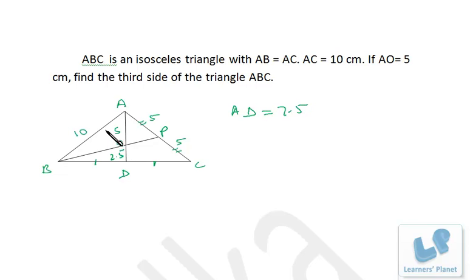Now see, in case of an isosceles triangle, the median and altitude are the same. That means AD is a median and AD will also be the altitude. So it's a 90 degree angle. Now using the Pythagoras theorem, we can find out DC and double of DC will be BC. That is the third side that we are looking for, right? So what is DC square? AC square is 100, minus AD square, 7.5 square, that is 56.25, that is DC square, right? So that's actually 43.75, that's DC square.